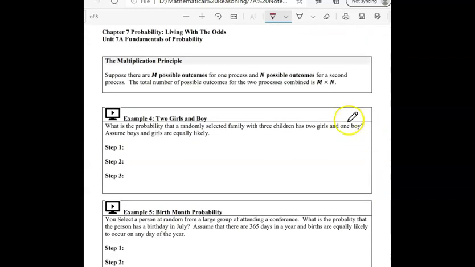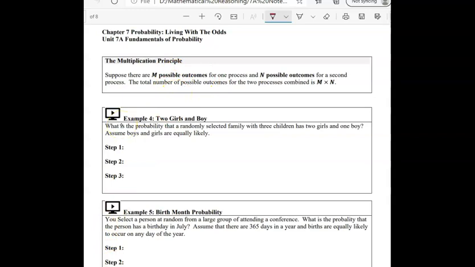Okay, so there's something called the multiplication principle, and it says suppose there are m possible outcomes for one process and n possible outcomes for a second process. The total number of possible outcomes for the two processes combined is m times n. And so it says, what is the probability that a randomly selected family with 3 children has 2 girls and 1 boy? So we're going to use this to talk about this multiplication principle.